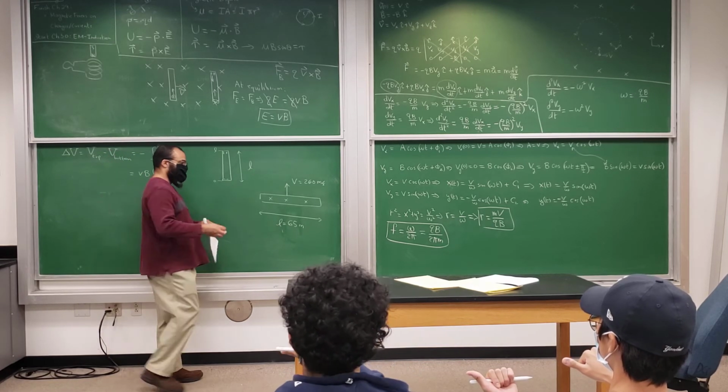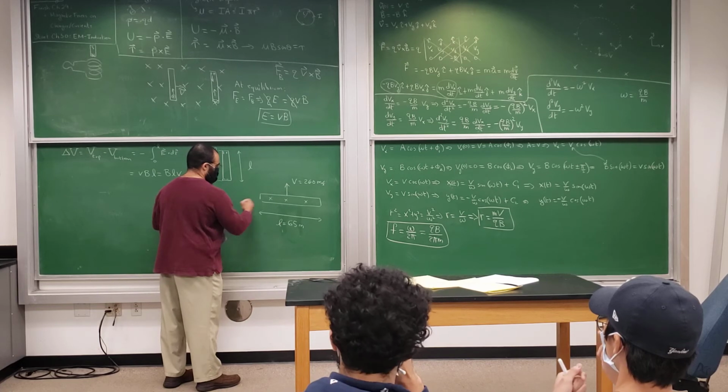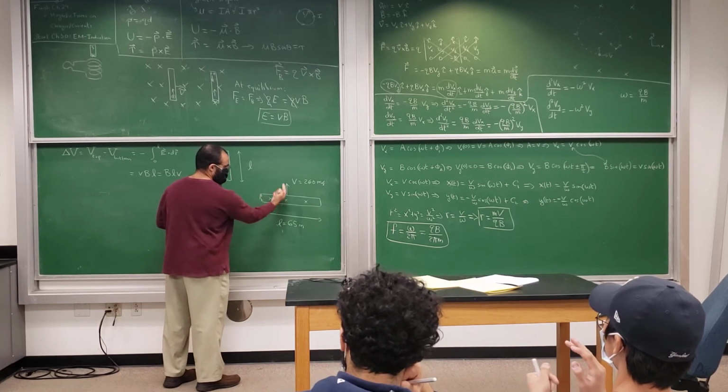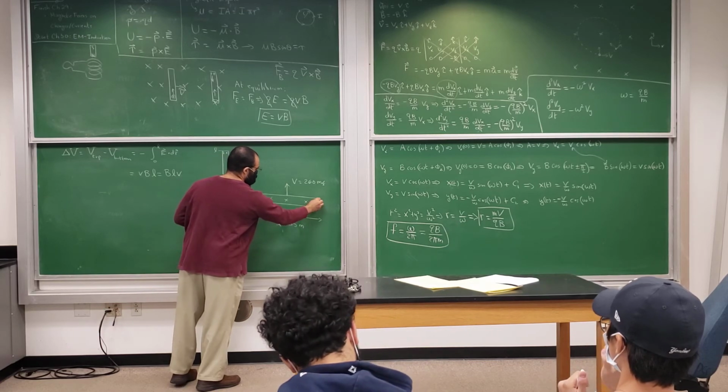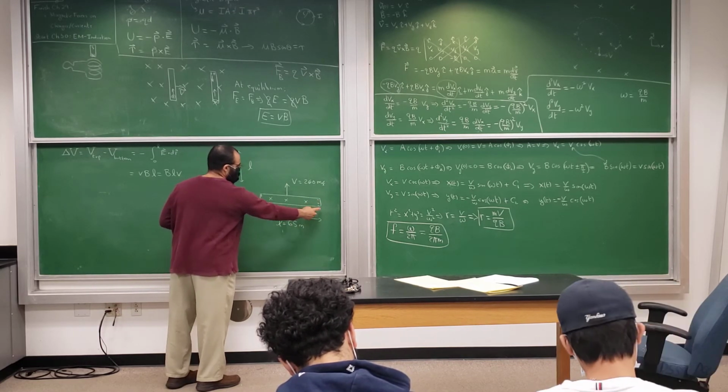Good. The positives would be on the left, so it would look like that, right? The velocity is this way, B is this way, so QVB would be the other. So this side would be negative. So this would have a higher potential than this.